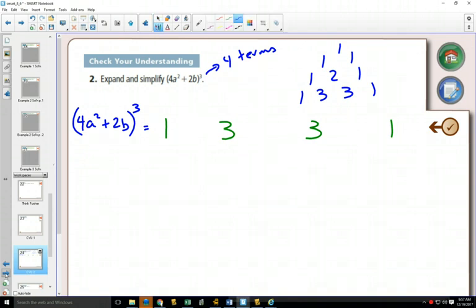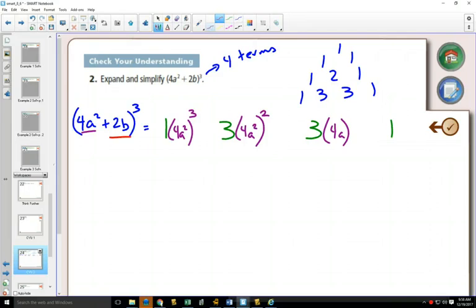Our first value inside our binomial is 4a squared. So how many 4a squareds will we have to start with? 3 of them. And then we'll have how many 4a squareds next? 2 of them. Then 1, and then none.